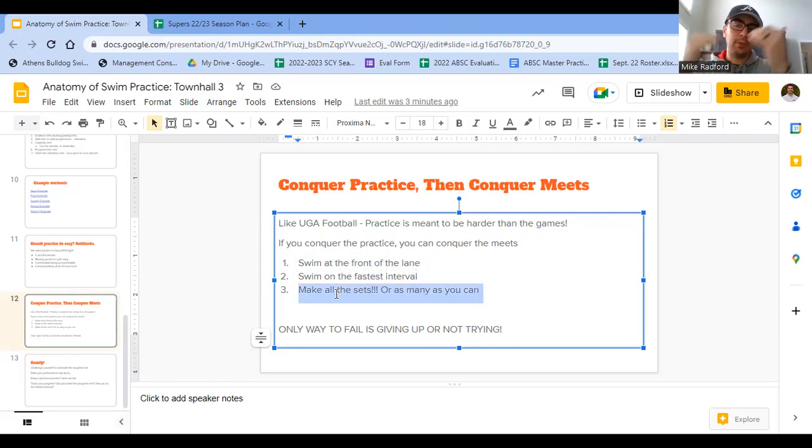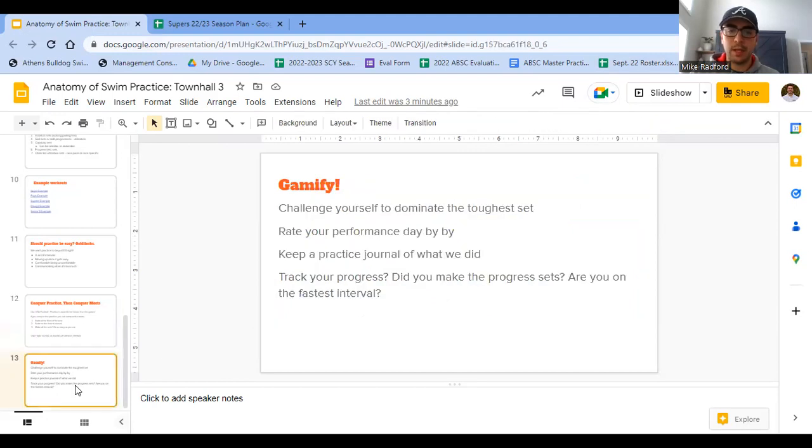And finally, make all of the sets or as many of them as you can. Don't pick and choose when you want to be fast. Try to dominate it. Think about, okay, I'm not going to use all my energy in warm up, because in warm up there's nothing to lose. I'm going to save a little bit of my energy and put it towards the progress set or the hardest set in practice so that I'm ready to roll once that comes around. I tell kids the only way to fail is to give up or to not try. It's the only way to fail. Give up or don't try.